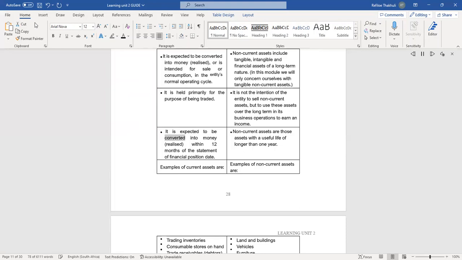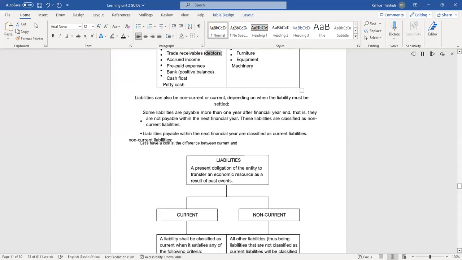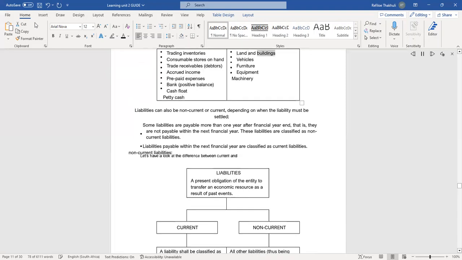It is expected to be converted into money, realized, within 12 months of the statement of financial position date. Non-current assets are those assets with a useful life of longer than 1 year. Examples of current assets are trading inventories, consumable stores on hand, trade receivables, debtors, accrued income, prepaid expenses, bank positive balance, cash float, petty cash. Examples of non-current assets are land and buildings, vehicles, furniture, equipment, machinery.